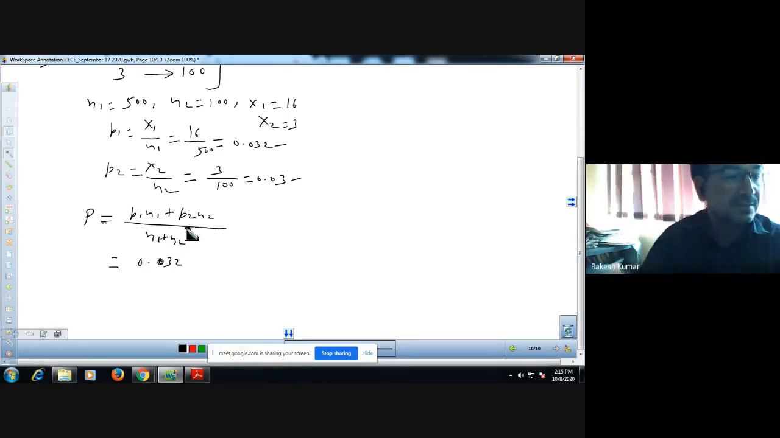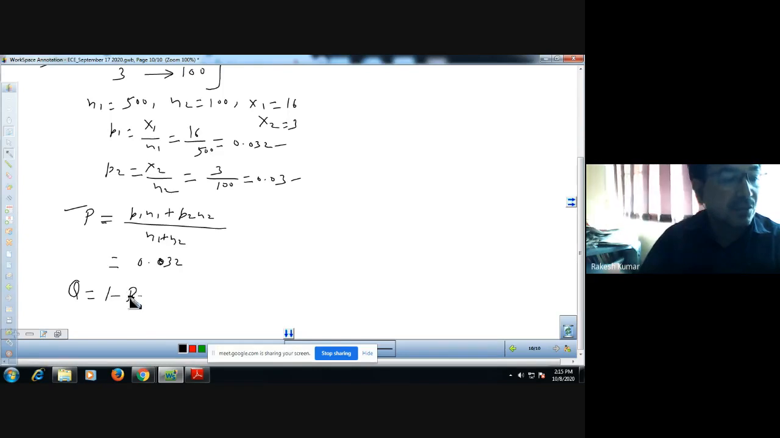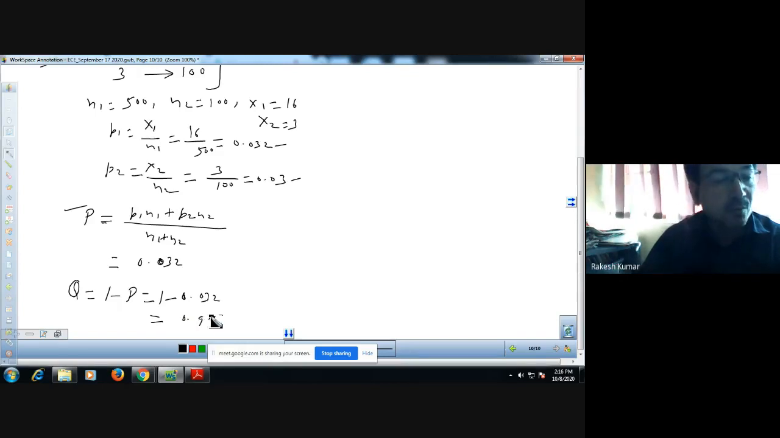You can check it, and you know that if capital P is this, you can calculate capital Q, that will be 1 minus 0.032, and it will come out to be 0.968. Now, this is the probability of improvement we have calculated, and this is the probability after overhauling, we can say.